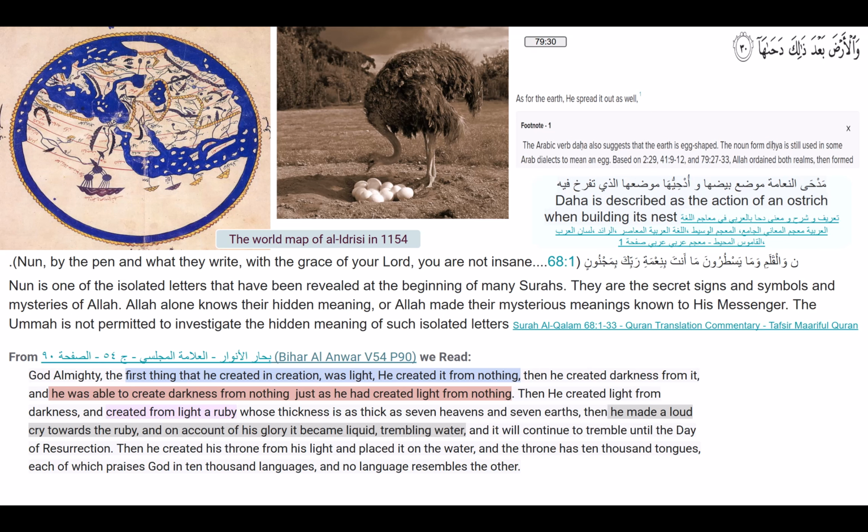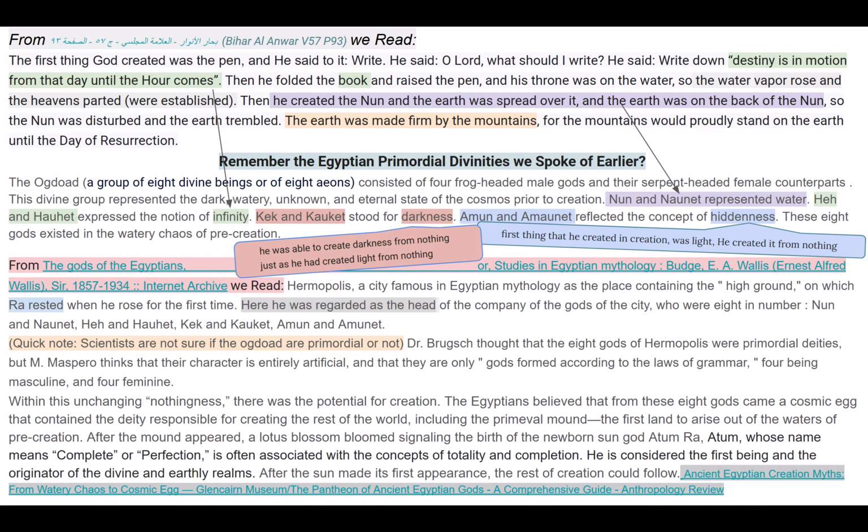So He created from light a ruby. This is the egg. This is the cosmic egg. It exists in all of the Sabaic religions. The world, as we know it, came out of this egg. The world, the planets, even the constellations came out of this egg. So let's just continue reading. I'm going to explain everything to you.